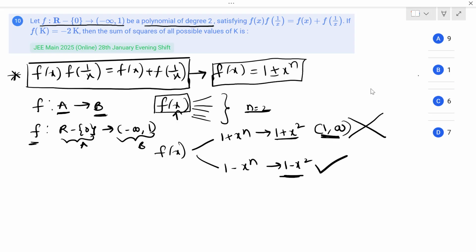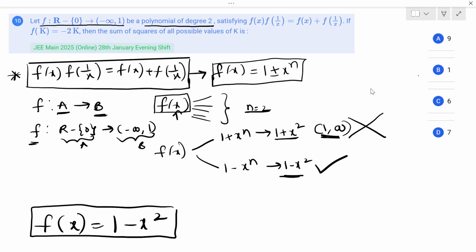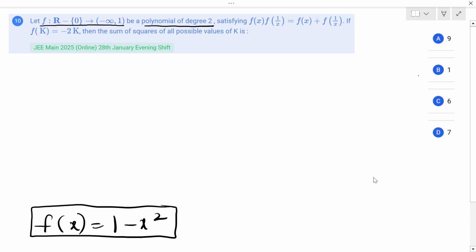Now did you understand why I have said so much theory? Because to judge whether I will get 1 plus x square or 1 minus x square, I have explained so much. Now what is the final understanding I got? My selection of f of x should be 1 minus x square according to the question he has given. Finally I have got my function. What is the function? f of x is equal to 1 minus x square.